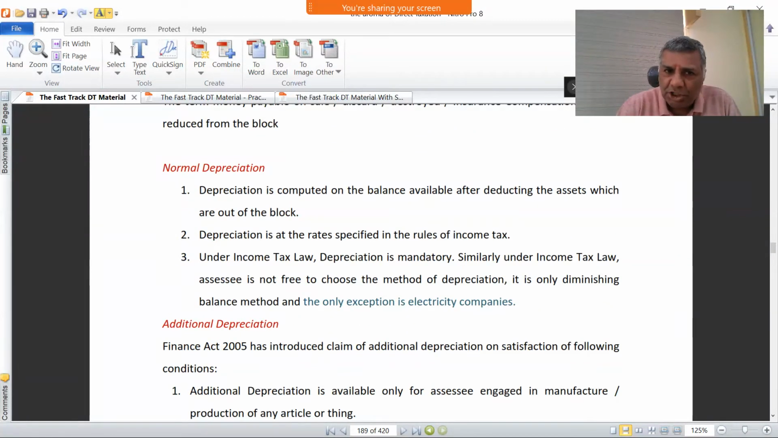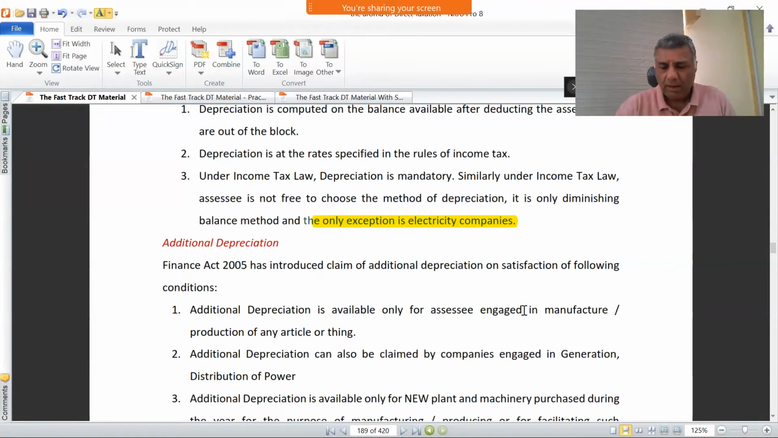Normal depreciation is computed on the balance available after reducing the assets out of the block. Depreciation is at the rates. Only diminishing balance method. Exception is only electricity companies where they can follow straight line, not a questionable area, don't worry. I want to talk about additional depreciation. Then we will work some questions on depreciation.